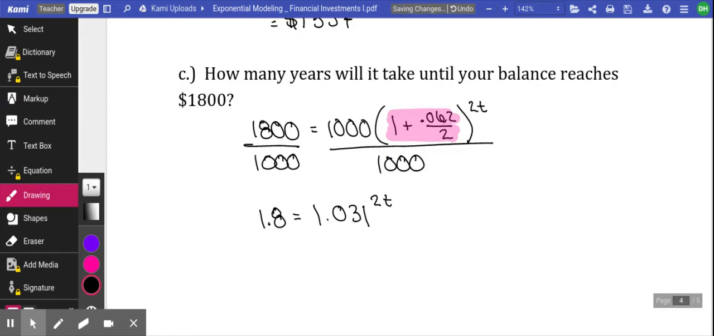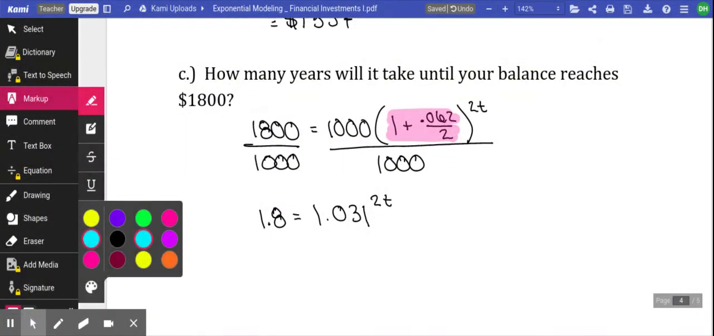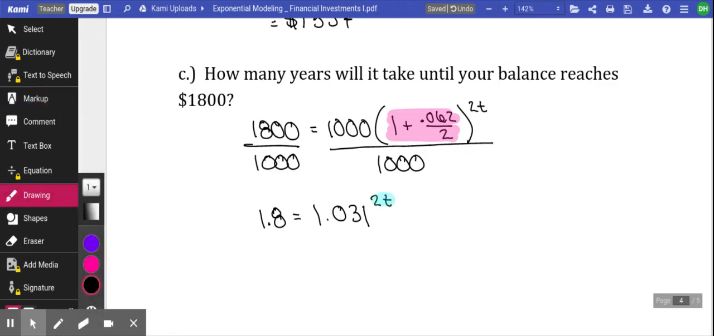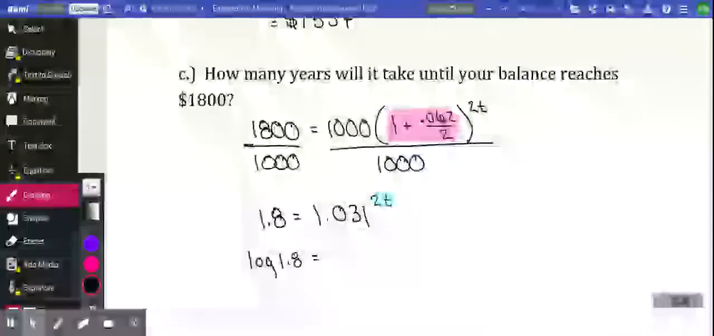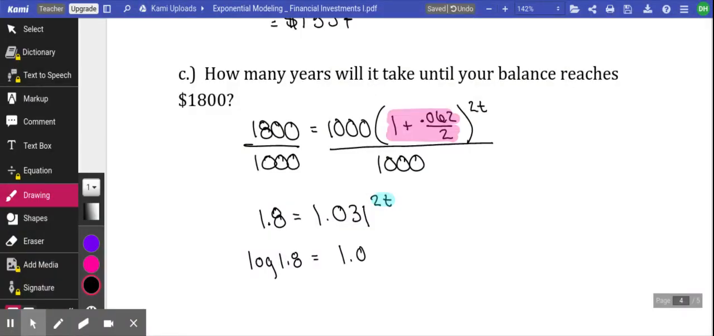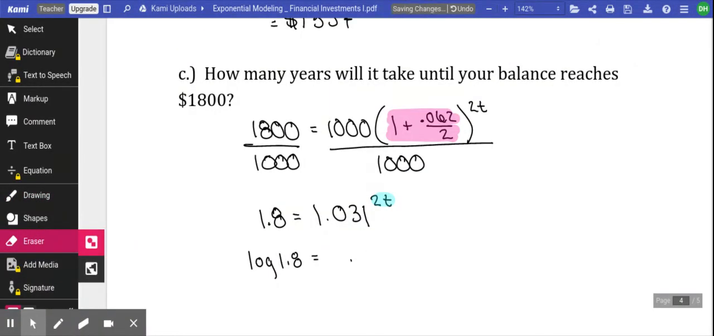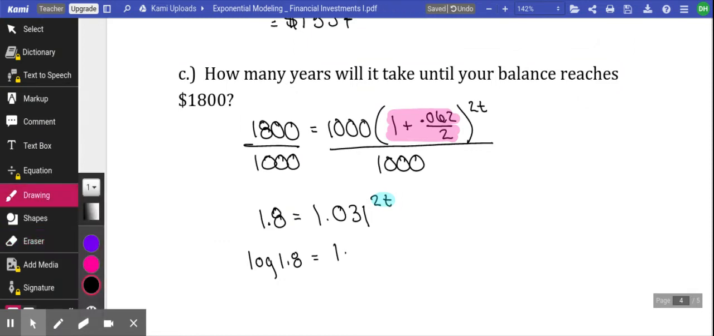And again, the trigger for me is where the variable is. Because of where that variable is, that's going to cause me to take the log of both sides. So let's say the log of 1.8 equals the log of 1.031 raised to the 2t. Next, our exponent can transform into the coefficient.